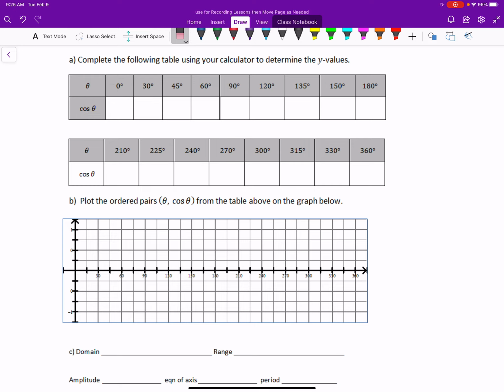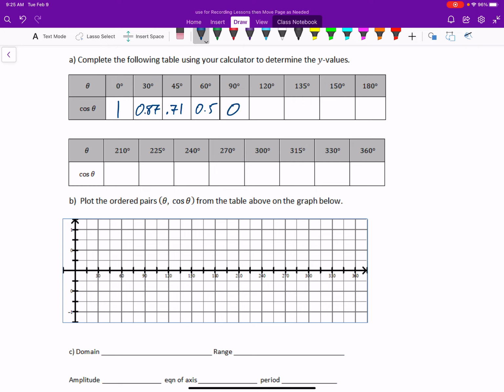I won't talk about it so much so I can get it filled in faster, but I'll talk a little bit, I guess, but hopefully you got the idea. When I do cos of 0, I get 1. When I do cos of 30, I get 0.87. When I do cos of 45, I get 0.71. When I do cos of 60, I get 0.5. When I do cos of 90, I get 0.